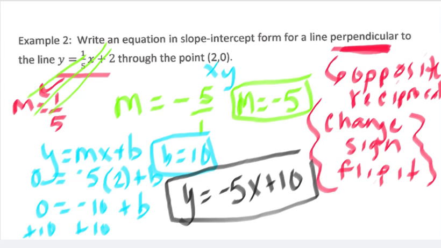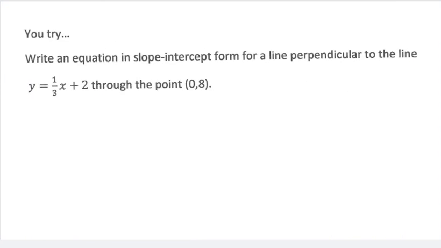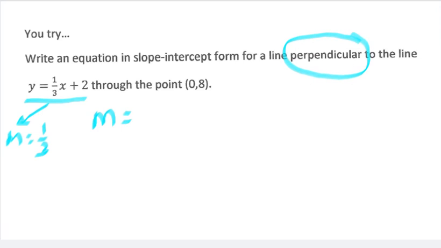Okay, let's look at one more example. We're going to write an equation in slope-intercept form for a line perpendicular to this line, y equals 1/3 x plus 2, through the point (0, 8). The slope of this line right here is 1/3. So the slope of our new line is going to be perpendicular. We're going to change the sign and flip it. So we'd have -3 over 1. So our new slope will be -3.